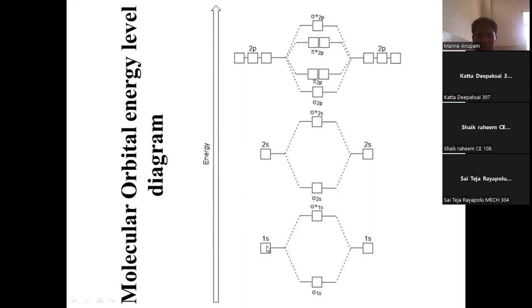Okay, so here 1s and 1s atomic orbitals are combining, and they are giving sigma 1s and sigma star 1s. Okay, 2s and 2s atomic orbitals are combining and they are giving sigma 2s and sigma star 2s. 2p and 2p atomic orbitals, they are combining and they are giving sigma 2p, pi 2p, two pi 2p orbitals, then pi star 2p orbitals, then sigma star 2p orbitals. Okay, then we will go to our next slide.